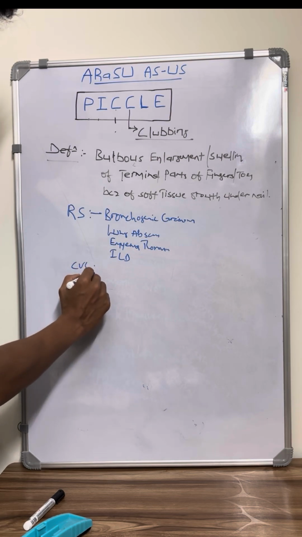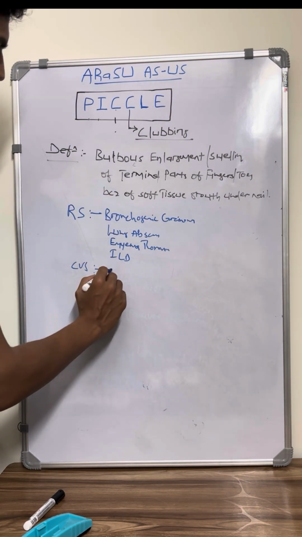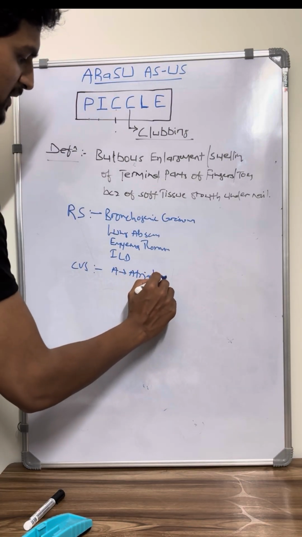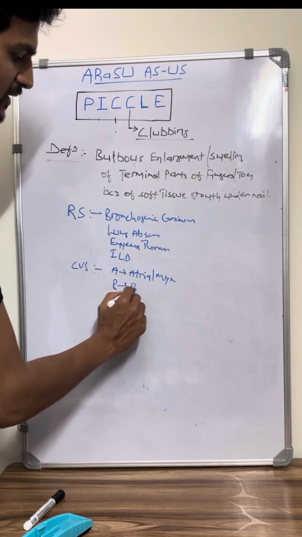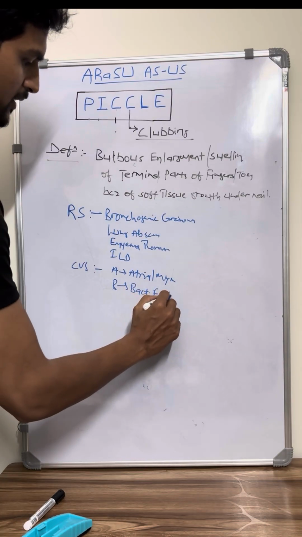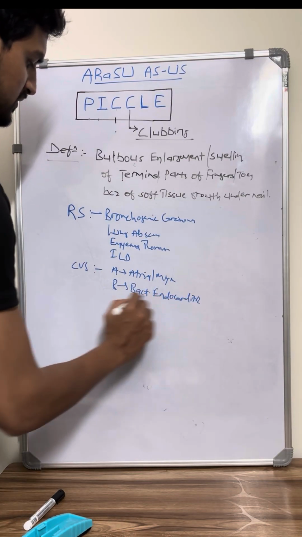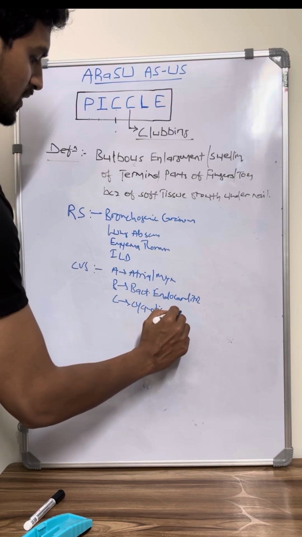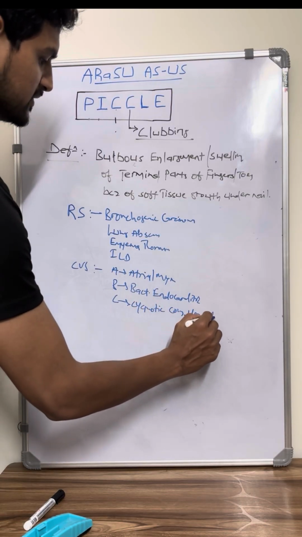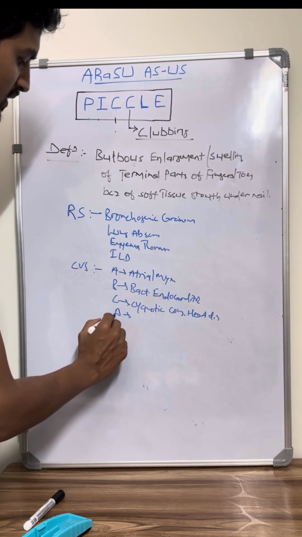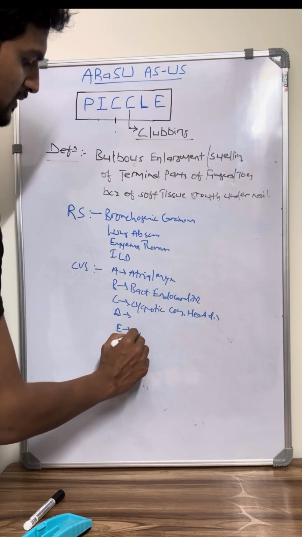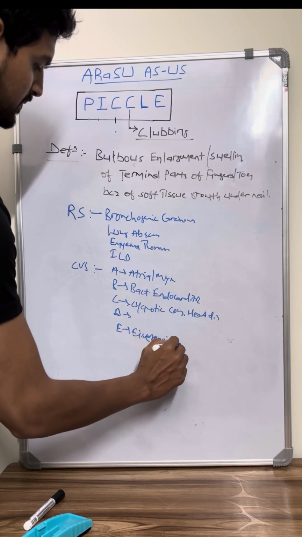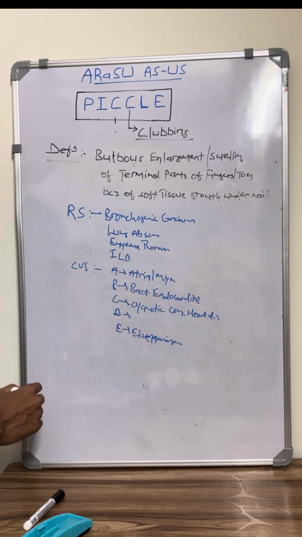In the cardiovascular system, we can remember the causes using ABCDE. A for atrial myxoma, B for bacterial endocarditis, C for cyanotic congenital heart diseases, D nothing, E is for Eisenmengerization. So these are the cardiovascular causes.